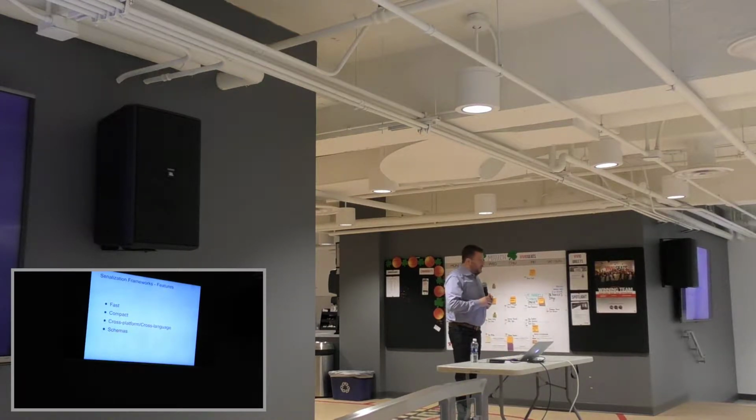So when you're looking at a serialization framework, there are really some key features that you care about. You want it to be fast, right? If you're serializing your objects or your data out or in, speed is pretty much the number one thing you want to look for. The second thing is you want it to be compact. So the smaller, the better, right?